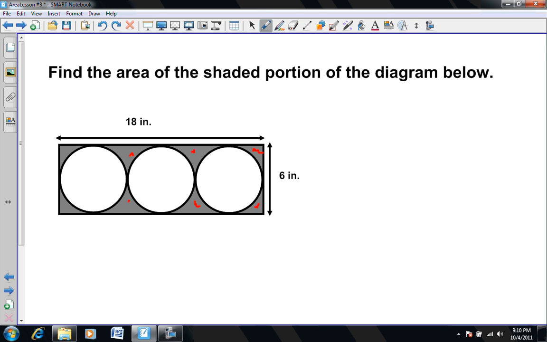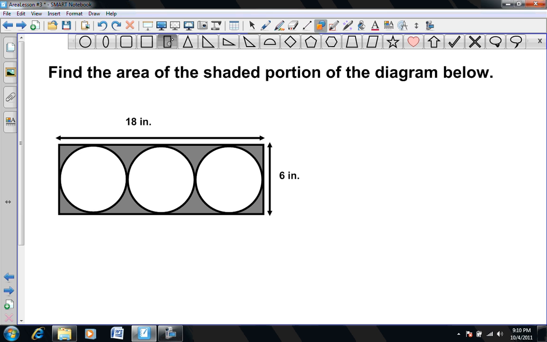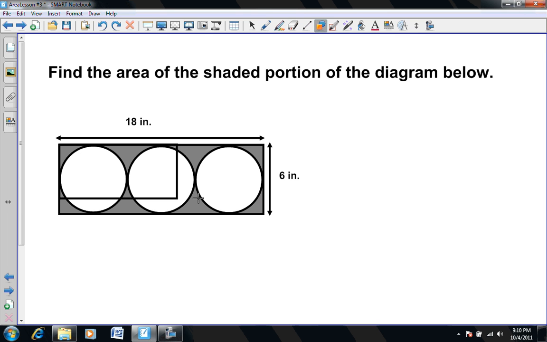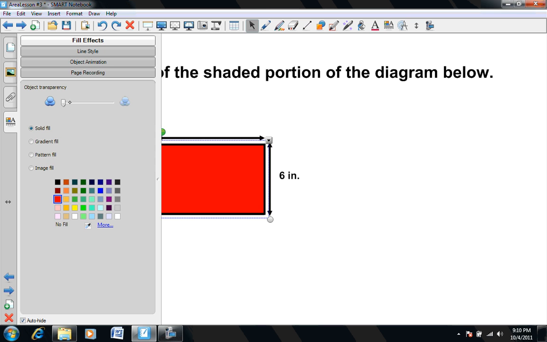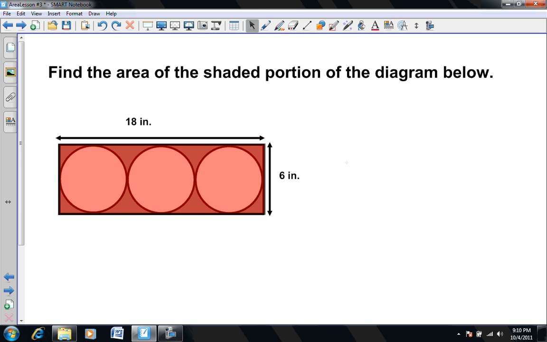That's not a common shape. But what I'm seeing when I look at this problem is two common shapes. I'm seeing this rectangle right here. And if I were to find the area of that rectangle, I'm going to shade it in so you can see it. If I were to find the area of the rectangle, that's obviously way too much, okay? Because I've got those circles inside.